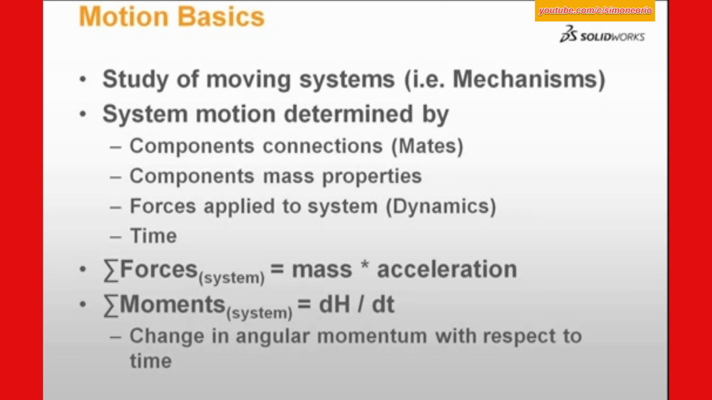And just a quick review, normally we're used to seeing sum of forces and moments equals 0. That's for a static system. However, with a mechanism that we're interested in motion, really what we're looking at is the sum of the forces acting on the system is equal to the mass times acceleration, and then the sum of the moments acting on the system is equal to the change in angular momentum with respect to time. That's what the motion product is actually solving for us once we set up our analysis.